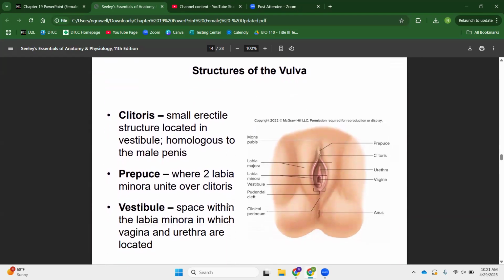A couple of other external structures to be aware of. We have the clitoris itself, which is going to be the erectile tissue in the female system. It's located in what we call the vestibule. So the vestibule is this opening area. And in this case, this is our homologous structure to the male penis. The prepuce is this layer of skin that goes over the clitoris, and that's really the meeting of the two labia minora. And I just mentioned the vestibule is this space. So both the vagina and the urethra are going to be located within the vestibule. The clitoris is at the very superior portion of the vestibule.